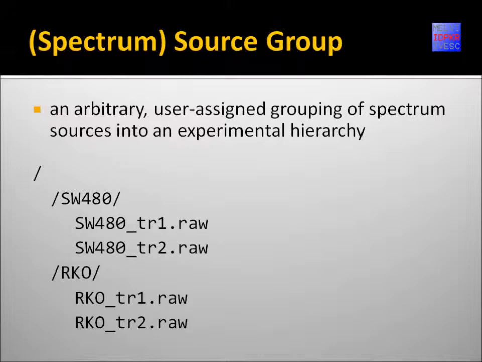A spectrum source group, sometimes just called a source group or even group, is a user's arbitrary assignment of spectrum sources to an experimental hierarchy. The example here groups a couple technical replicates into groups named according to cell line, but the hierarchies can be arbitrarily complex.